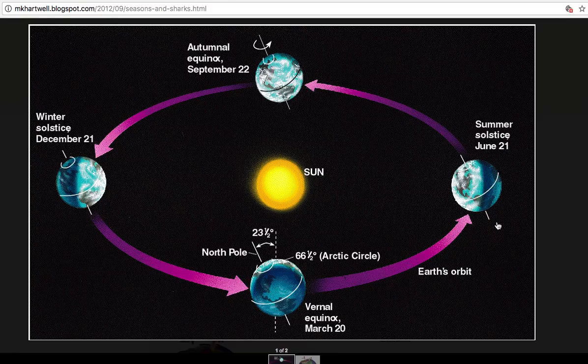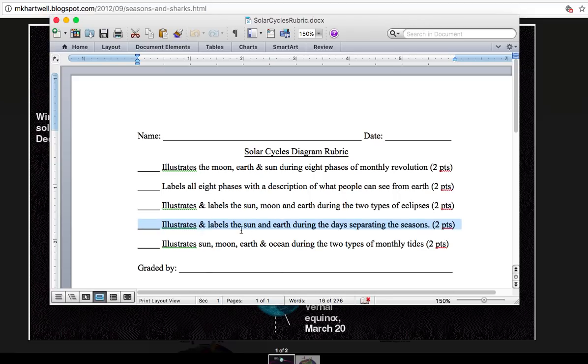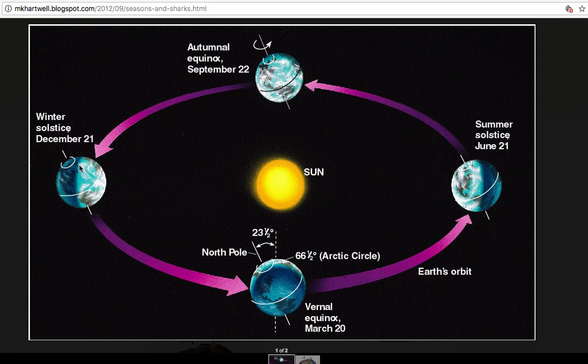What you really want to worry about is this tilt right here. Notice the Earth's axis, which is the imaginary line about which it rotates, is not exactly perpendicular to its orbital path. That right there is, I guess you could say, the cause of seasons, the reasons for the seasons. And it's this tilt right here, this 23.5 degree tilt. So this is what you're going to want to illustrate when you are trying to draw the sun and earth during the days separating the seasons. And I want you to understand exactly why.